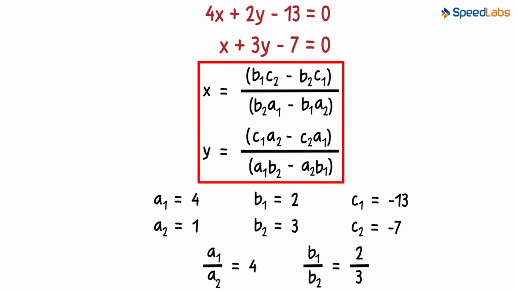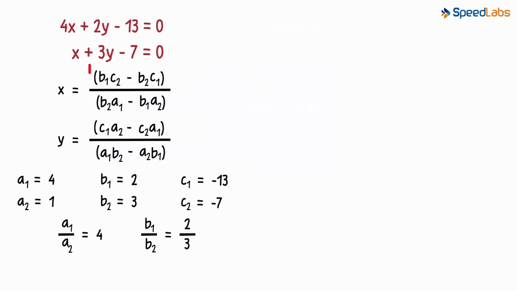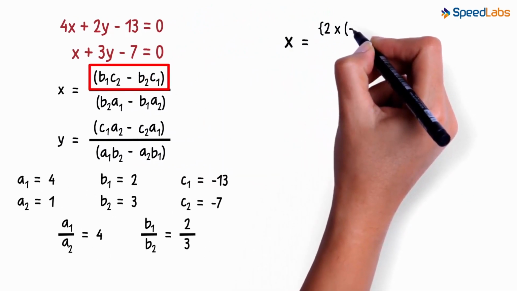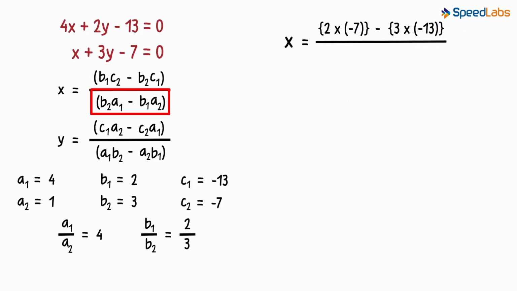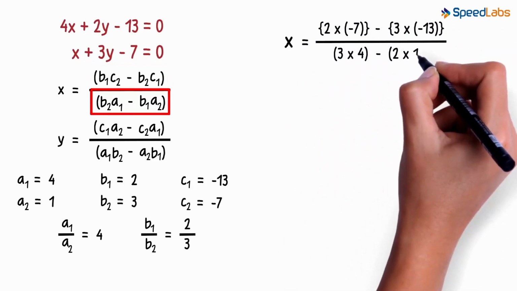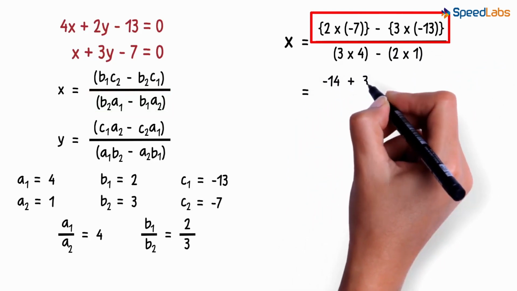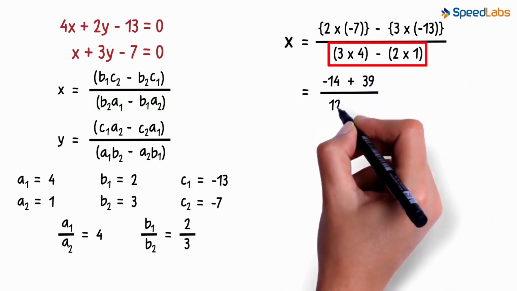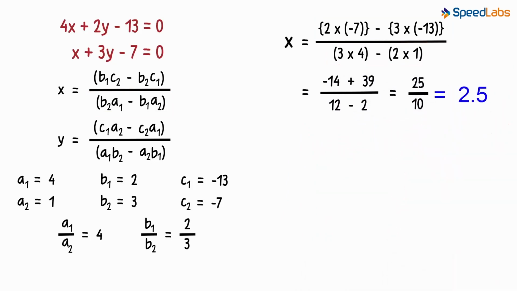Now using the formula, I will find the value of x for you and then you will find the value of y yourself. What's the value of b1c2 minus b2c1? It will equal 2 times negative 7 minus 3 times negative 13. And the denominator will be 3 times 4 minus 2 times 1. Solving this, we get the numerator as negative 14 plus 39 and the denominator as 12 minus 2. 25 over 10 will give us 2.5. We get the value of x as 2.5.